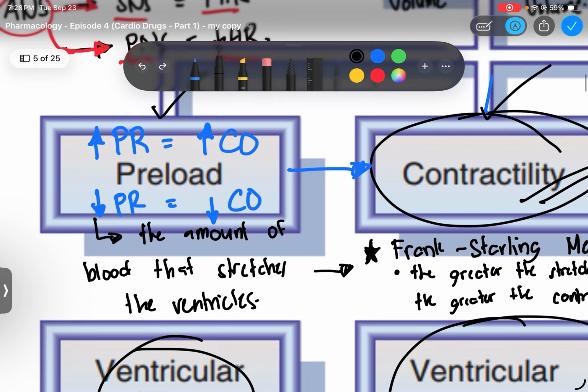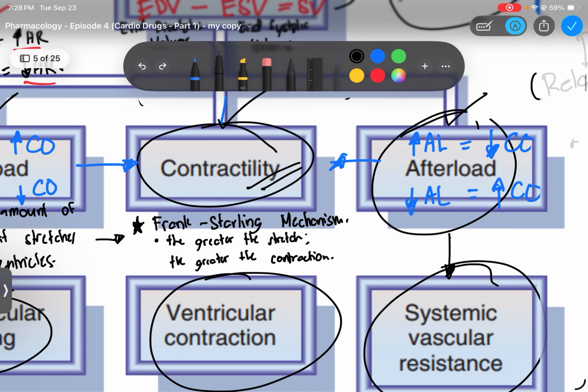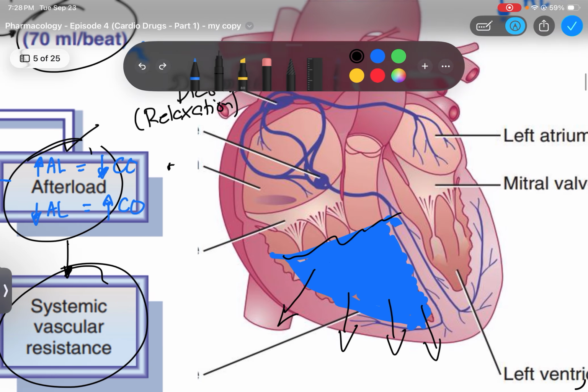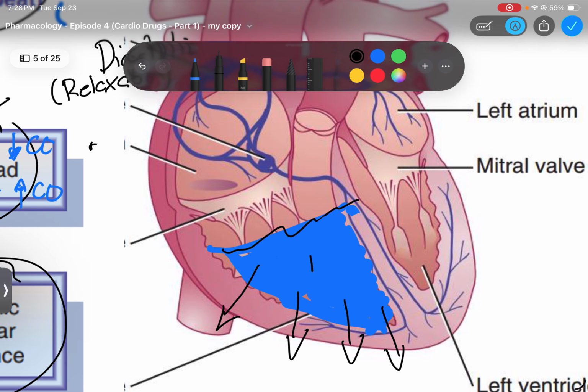Preload refers to the amount of blood that stretches the ventricles. Obviously, class, we have already explained the PR, and cardiac output comes later. Obviously, the more blood, the more blood that is output from the heart.